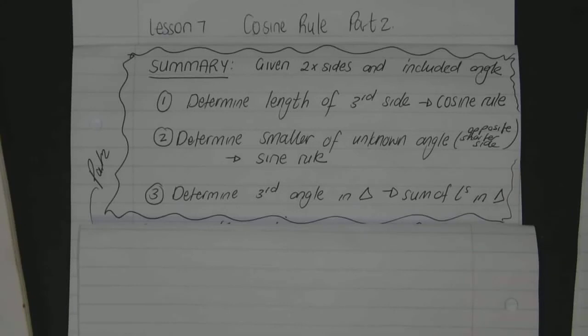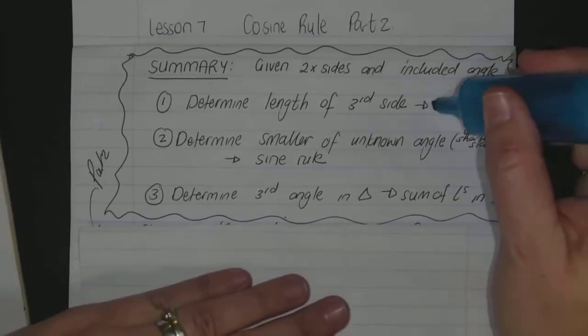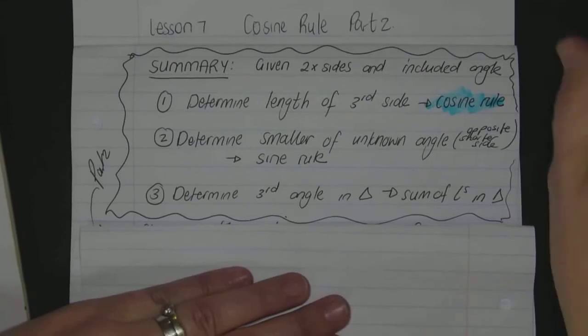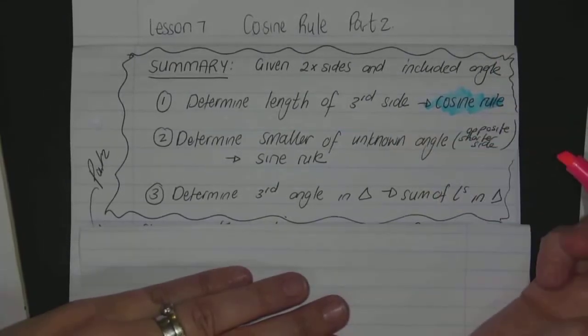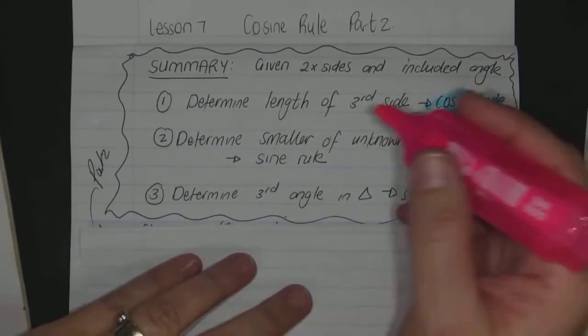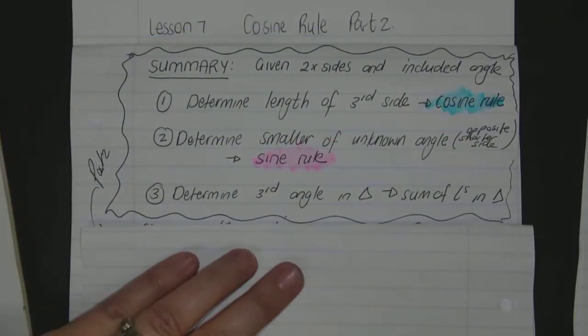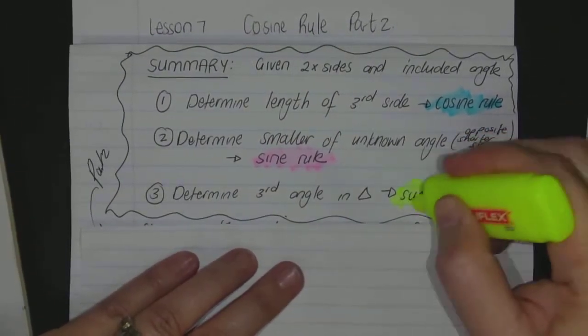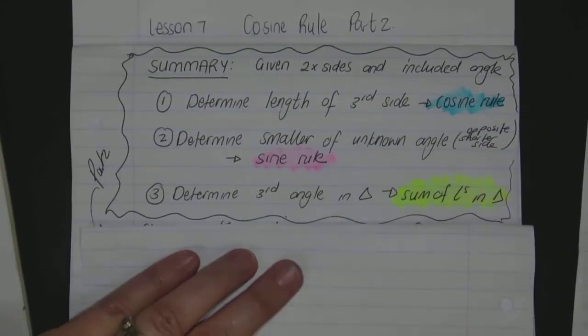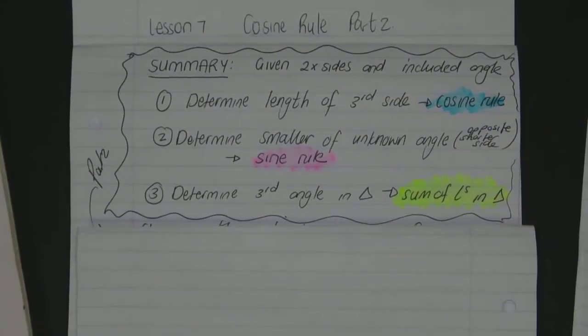If two sides and an included angle are given, I can determine the length of the third side by using the cosine rule. Then I can determine the smaller of the unknown angles. I can determine one of the angles with the sine rule, and then using the sum of angles in a triangle, I can determine the third one.